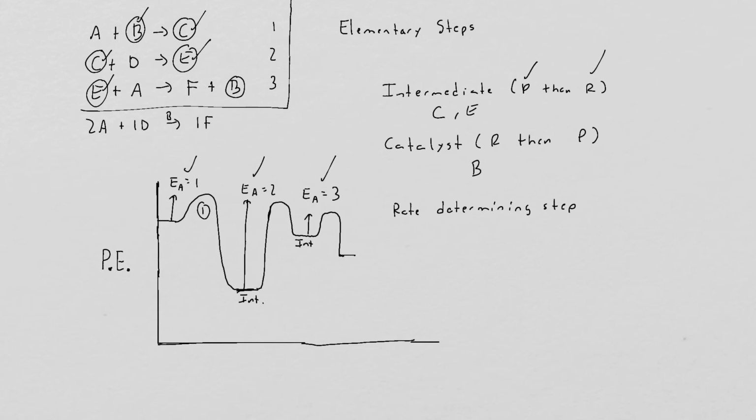That's true for life. It's also true for chemical reactions. And the determining step that's slow is the one with the greatest activation energy. So whichever one has the greatest EA is going to be the rate determining step.